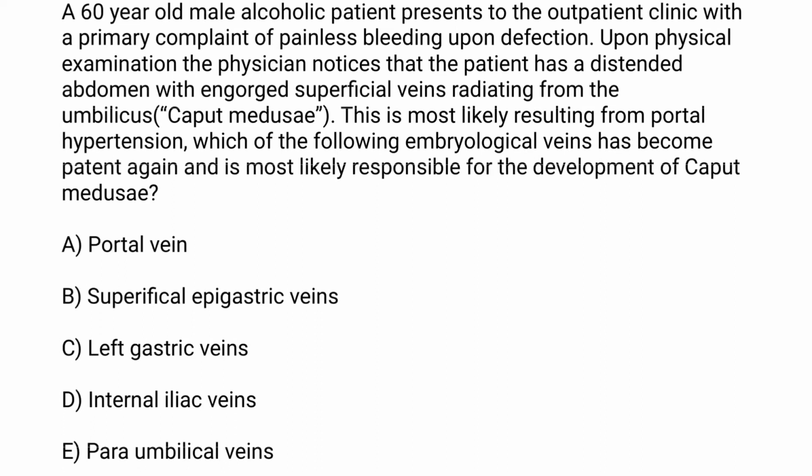A 60-year-old male alcoholic patient presents to the outpatient clinic with the primary complaint of painless bleeding upon defecation. Upon physical examination, the physician notices that the patient has a distended abdomen with engorged superficial veins radiating from the umbilicus, also known as caput medusa. This is most likely resulting from portal hypertension.